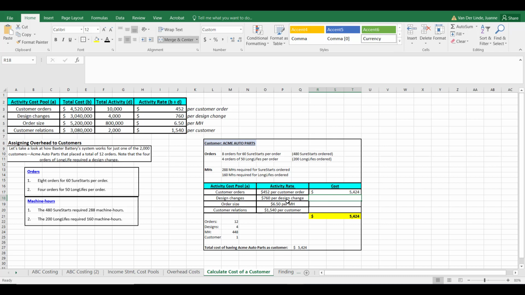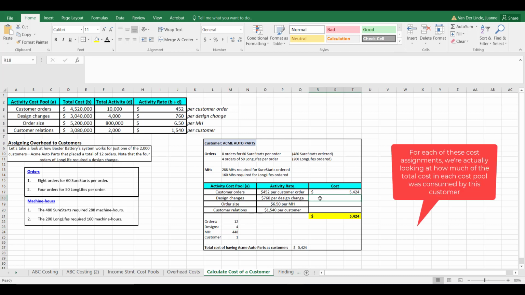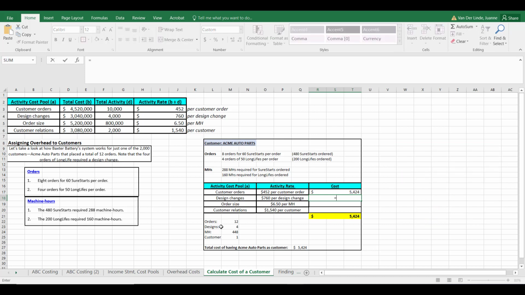Now we're going to do the same for design changes. The overhead cost per design change is $760, and this customer required 4 design changes. So we take that $760 per design change and multiply it by the 4 design changes, 4 times 760. That gives us $3,040 of overhead costs to assign to Acme due to the costs associated with design changes.